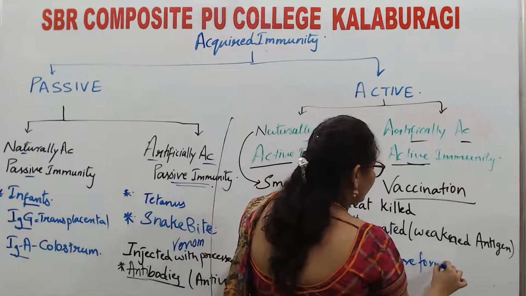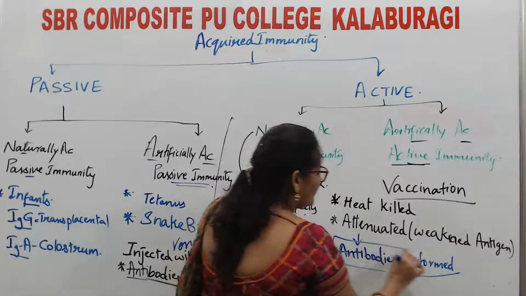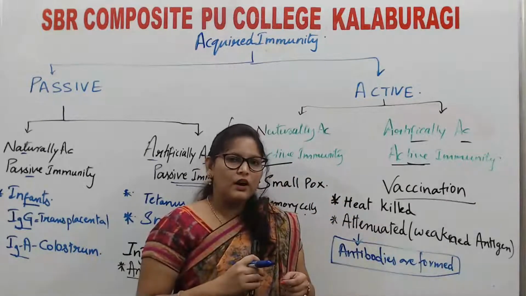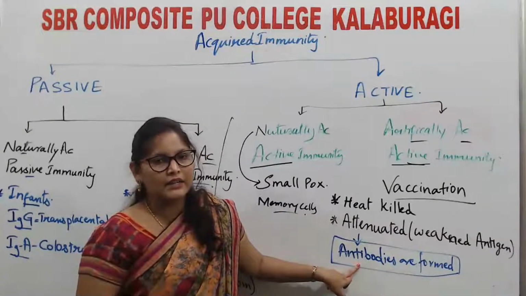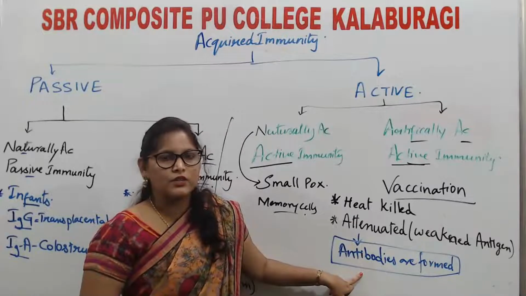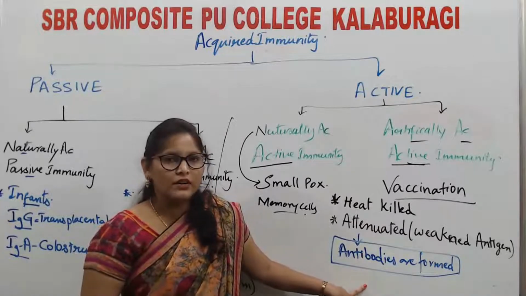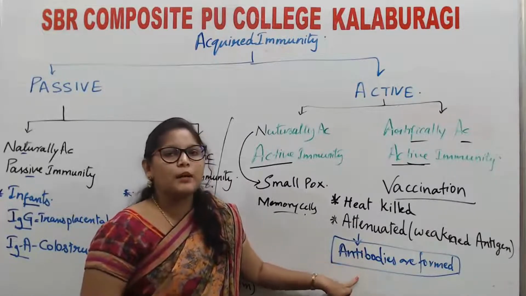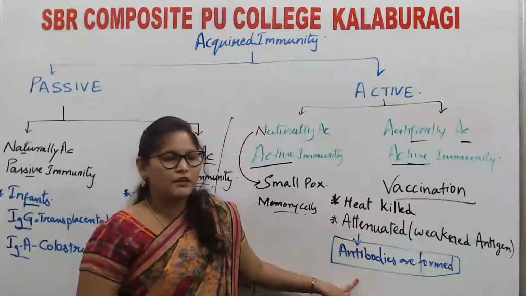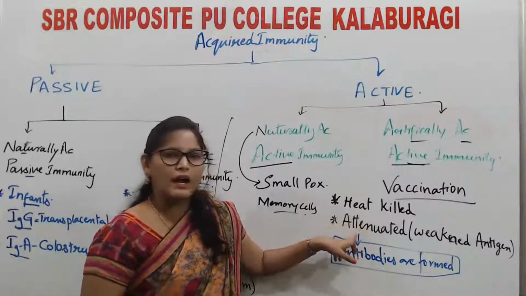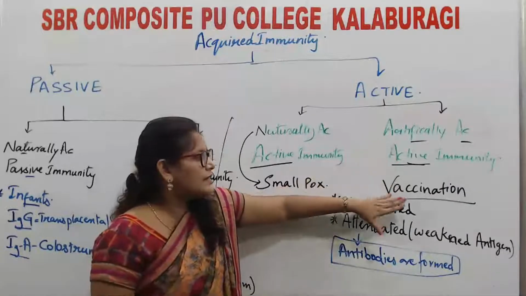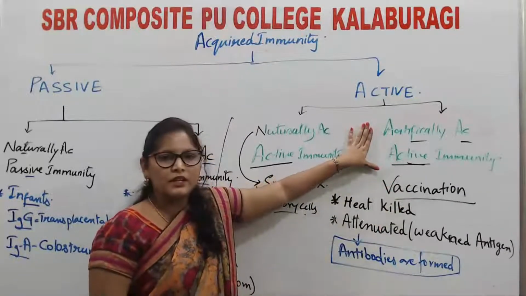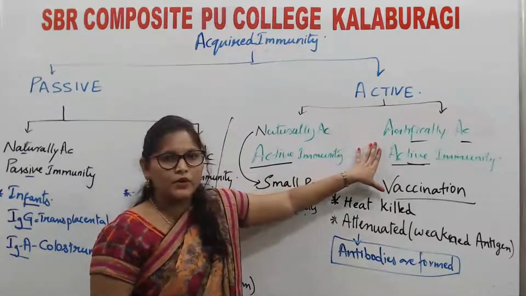Antibodies are formed. Then, that means to us, the ones we have already come across, which are already formed, will identify that antigen and kill that antigen. So the person will not fall into disease. Such a type of immunity gained by the person by taking these attenuated antigens is known as artificially acquired active immunity. So vaccination comes under artificially acquired active immunity.